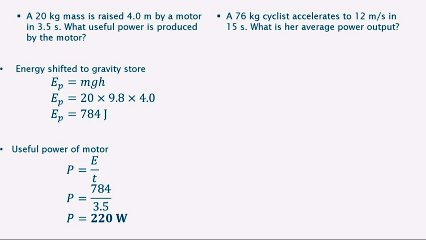Right, so have a think about how to do that. It's the same as the other question. You can't calculate the power directly because although you've got the time, you haven't got the energy transfer. This time, the energy shifted to the kinetic store because the cyclist is accelerating, they're getting faster.